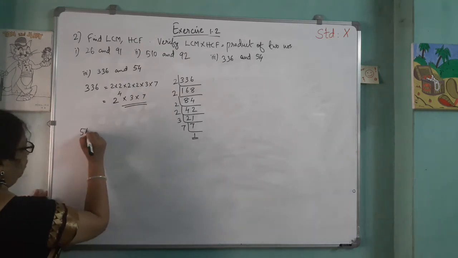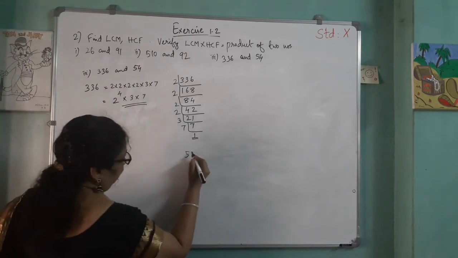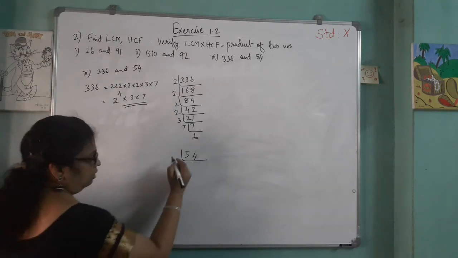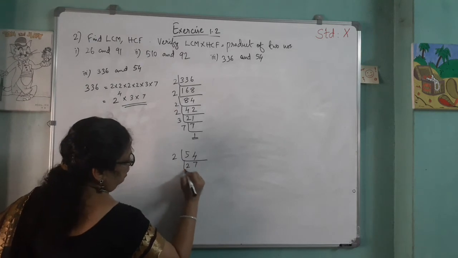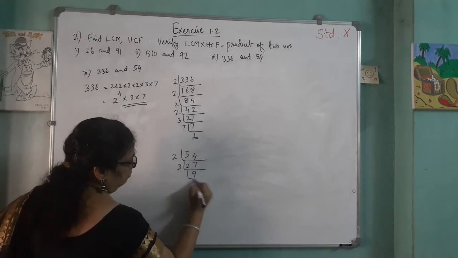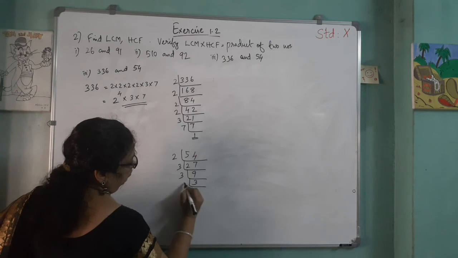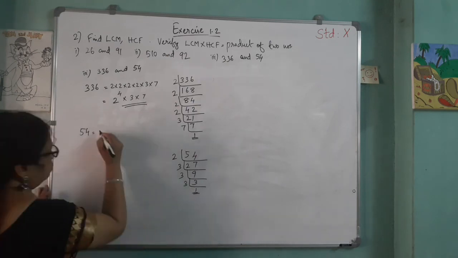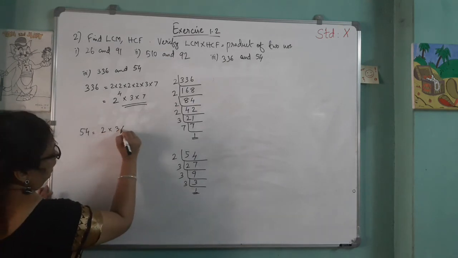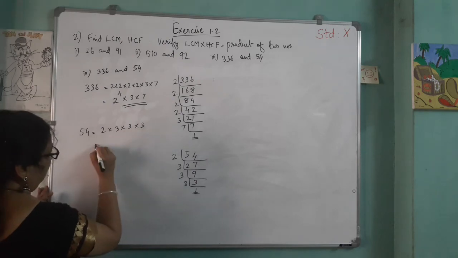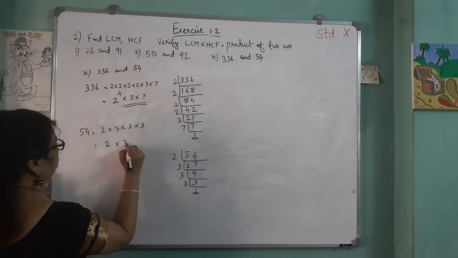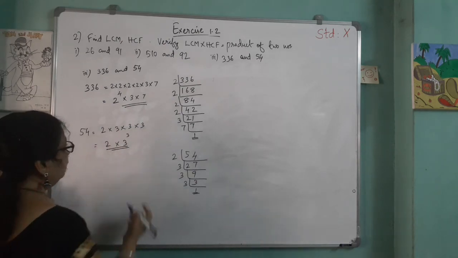Then next, 54. Again an even number, so 2 27. Then 3 9, again 3 3, 3 1. So 2 into 3 into 3 into 3. 3 three times. So 2 into 3 cube.